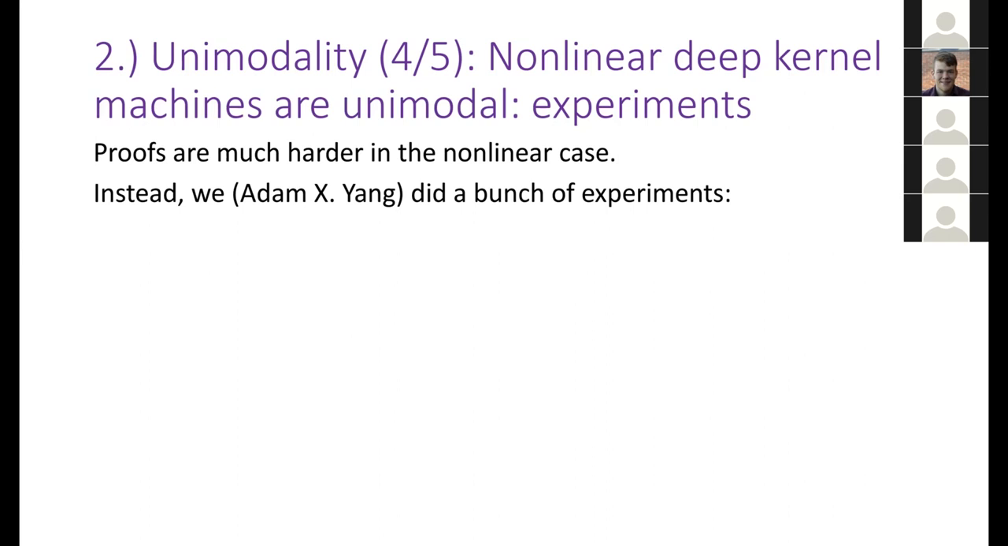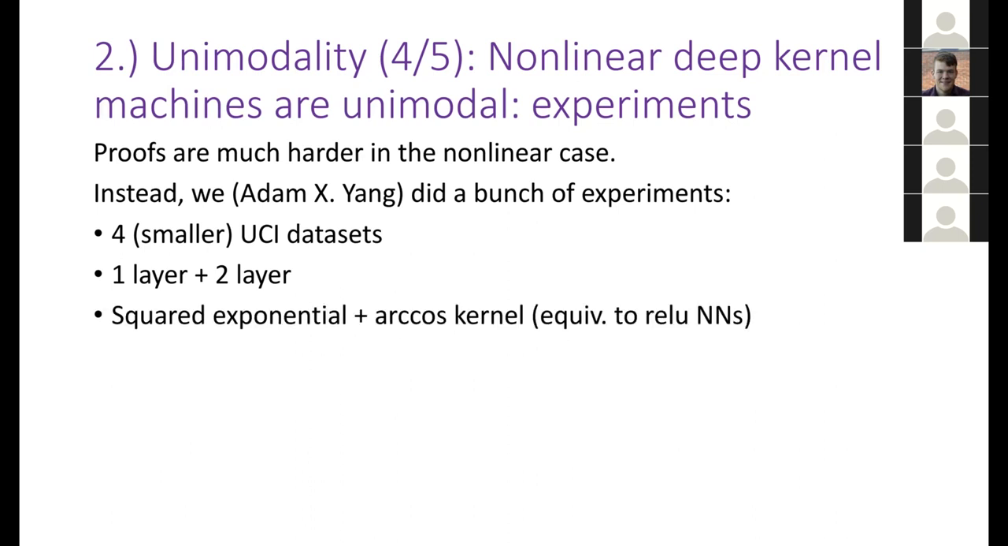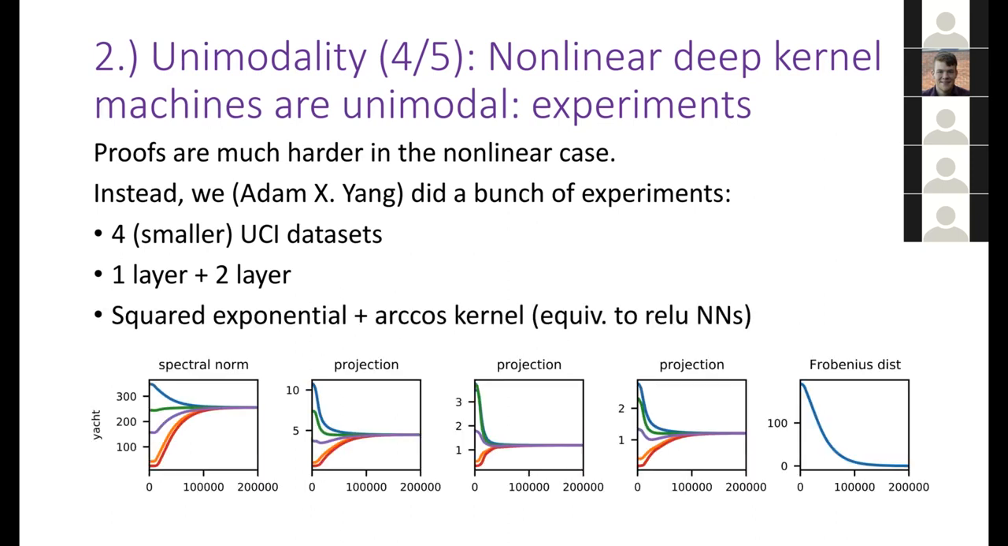So instead, we did a bunch of experiments, in particular with the 4 smaller UCI data sets, different numbers of layers, different kernels, and in basically all settings, we found that we could initialize with many, many quite widely dispersed settings of these matrices, and we always converge to exactly the same solution. Interestingly, this was true for the deep kernel machine objective, but it wasn't actually true for the MAP objective.